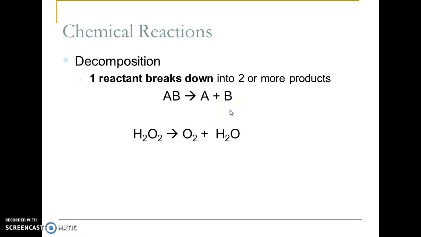Here is an example of a decomposition reaction, what it will look like in the form of formulas in a chemical equation. Here we have our one reactant. Notice how there are no plus signs here, so I know that this is only one reactant that has 2 elements. It's going to break down and decompose into 2 products. I know I have 2 products here because there is a plus sign.